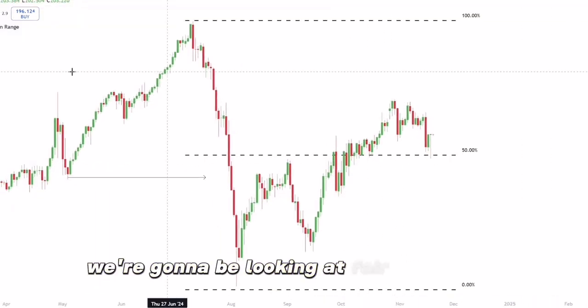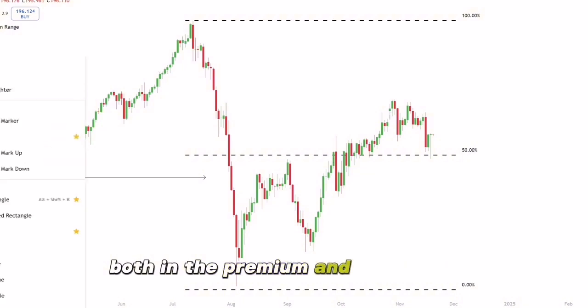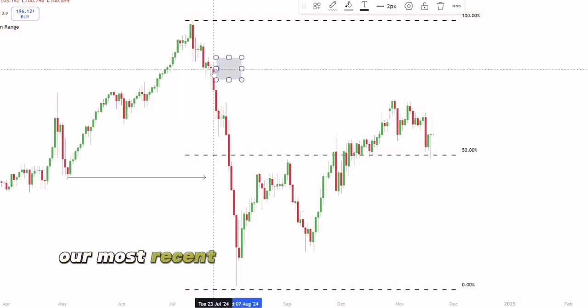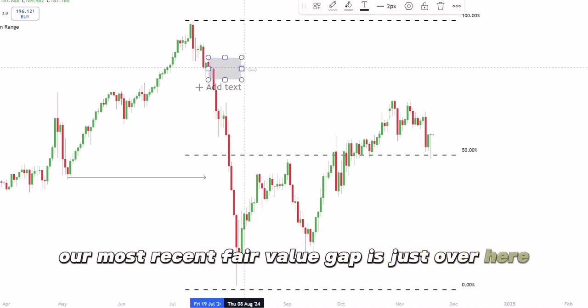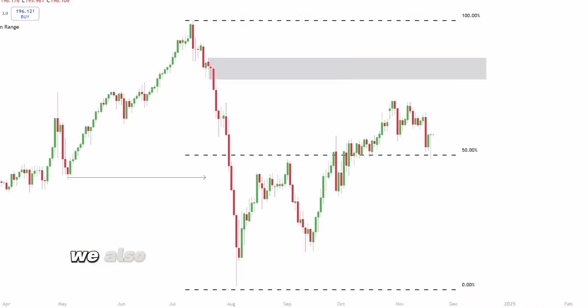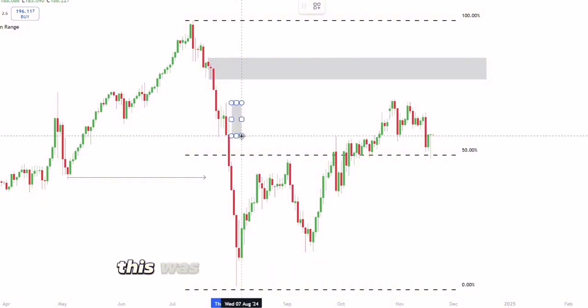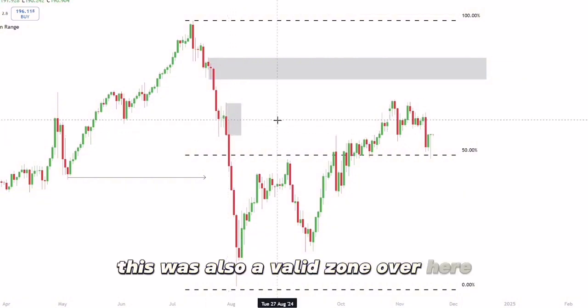Now we're going to be looking at fair value gaps, both in the premium and the discount. Let's again start with the premium. So yes, our most recent fair value gap is just over here, right? We also had another fair value gap just over here in this region, right? This was also a valid zone over here.